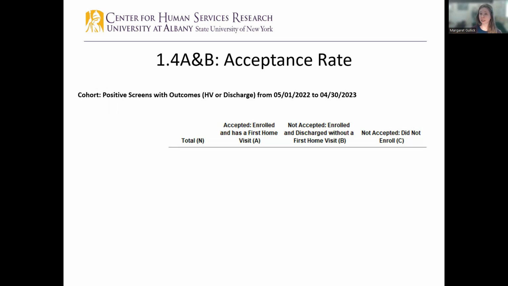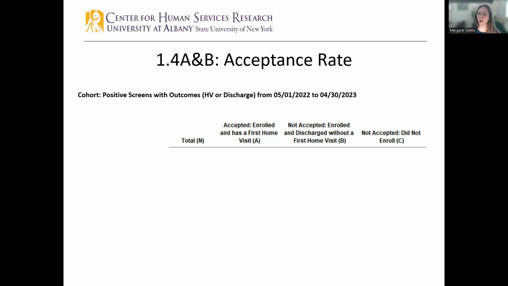We have this not accepted services, enrolled and discharged without a first home visit category. This probably isn't very many people, but it's important to separate them out. They sign the paperwork, but they don't have any home visits and have discharged. And then not accepted, did not enroll. So this is discharged without enrolling. So I think accepted with a home visit is pretty clear. Did not enroll is pretty clear. I know we have some questions about that middle category of enrolled and discharged without a first home visit.